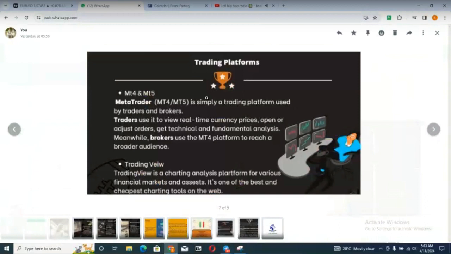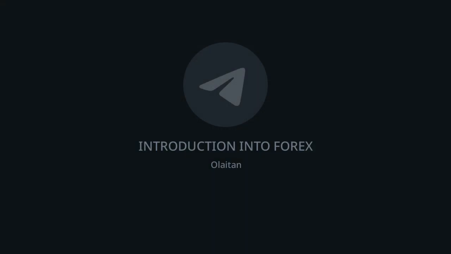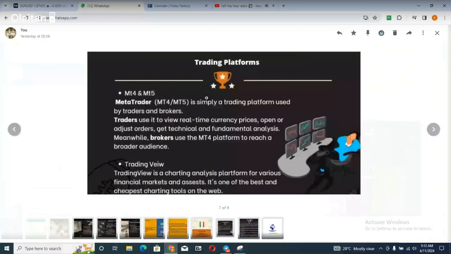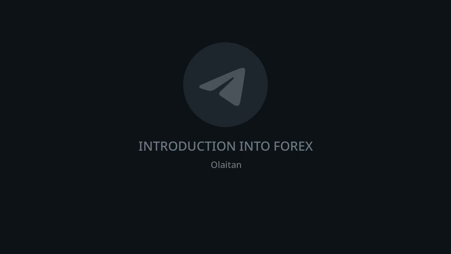So MT4 and MT5 is simply a trading platform used by traders and brokers. Traders use it to view real-time currency prices, open or adjust orders, and get technical and fundamental analysis. Meanwhile, brokers use the MT4 platform to reach a broader audience. Brokers use even MT5 and even see traders.